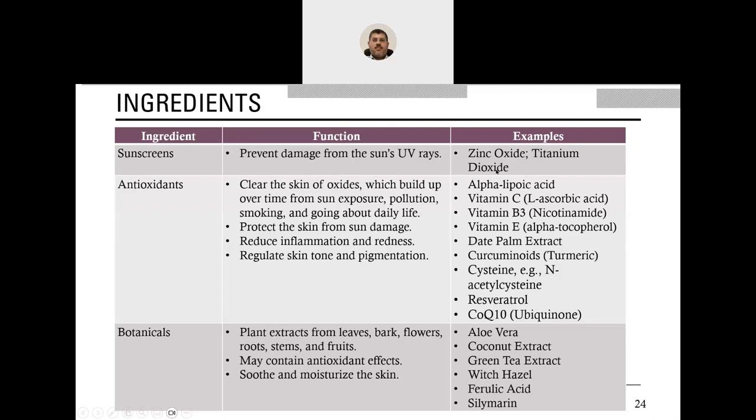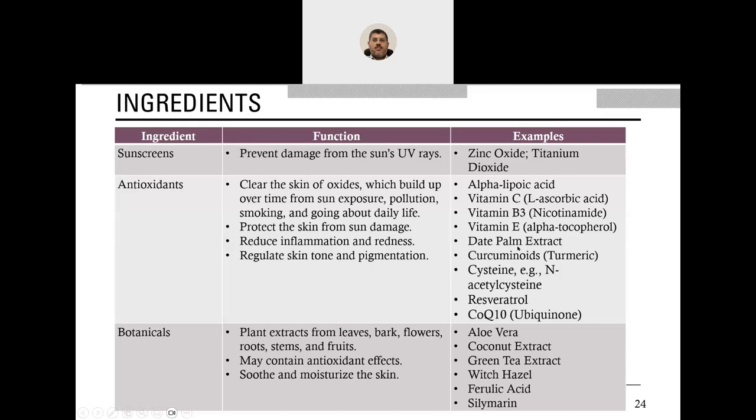Okay. Then antioxidants. There are a lot of antioxidants available. Their function is to clear the skin of the oxides, which build up over time from sun exposure, pollution, smoking, and going about daily life. So they also protect the skin from sun damage, reduce inflammation and redness, and they regulate skin tone and pigmentation. Examples are alpha-lipoic acid, vitamin C, vitamin B3, vitamin E. Date palm extract also has a good antioxidant effect.